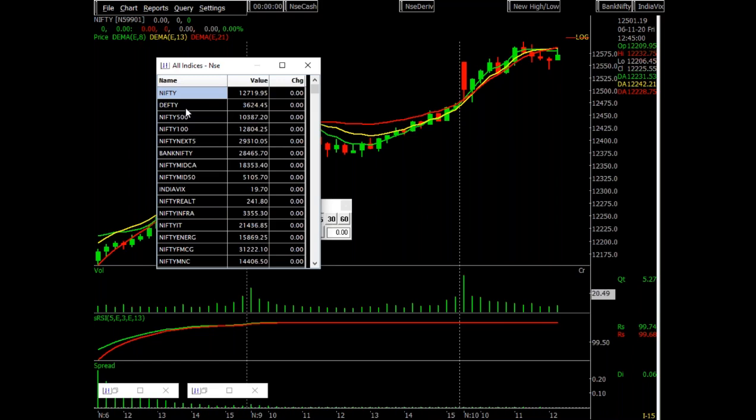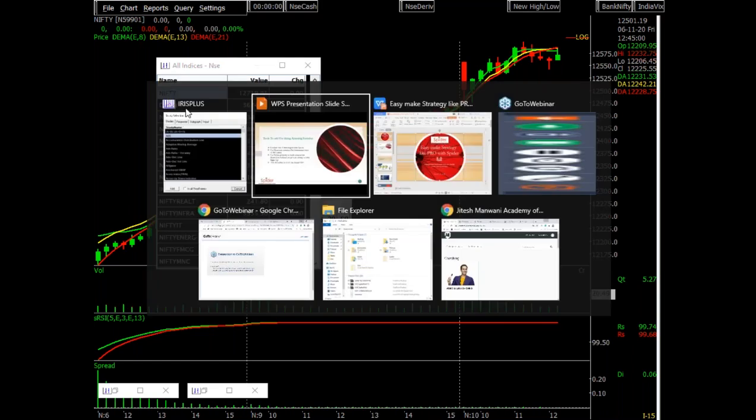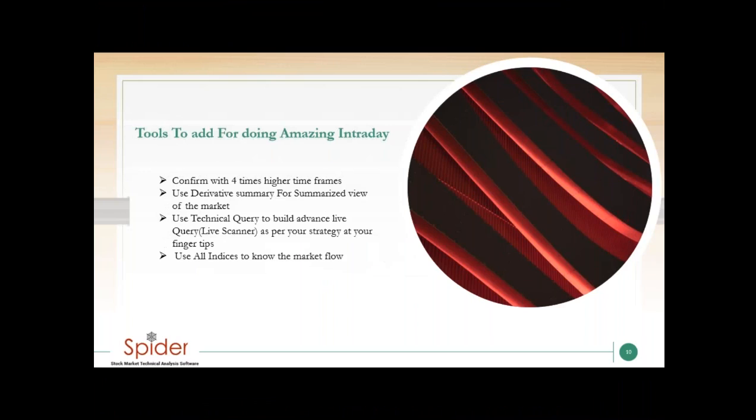And one very important tip is that you need to go with the flow of the market. If the market is on the upside, go only for buying. There might be some sell strategies, but majority of the time when the market flow is up, stocks tend to move on the same line.